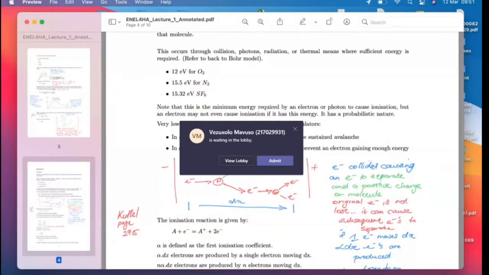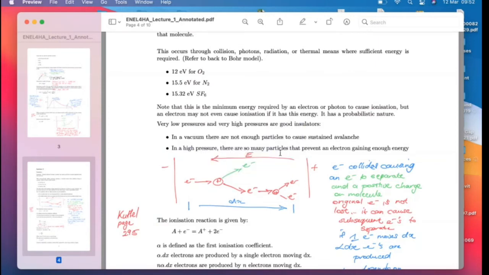So at very low pressures, gases are a good insulator, or the lack of a gas is a good insulator. So in a vacuum, there are no gas particles. There's nothing to cause a sustained ionization process. You can't ionize what's not there. So there is a different process in vacuums, but we don't quite tackle it in this course. At high pressures, there are so many particles that it actually prevents an electron gaining enough energy.